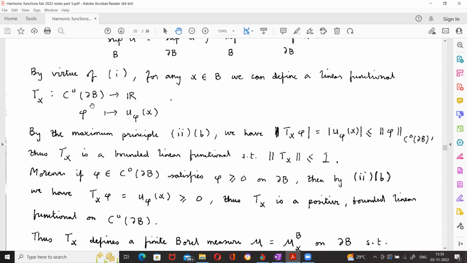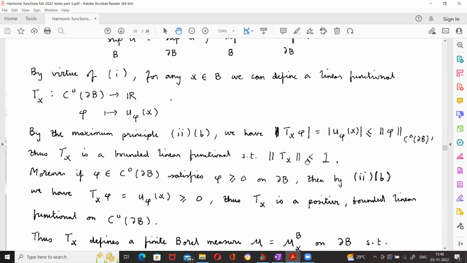So this is a linear functional, and the point is, by the maximum principle, this is going to be a bounded linear functional, because the mod of T_x of phi is the mod of u_phi of x. By the maximum principle, mod of u_phi of x is less than or equal to the sup norm of phi on the boundary, right? That's what the maximum principle says. So that means T_x is a bounded linear functional of norm less than or equal to 1.